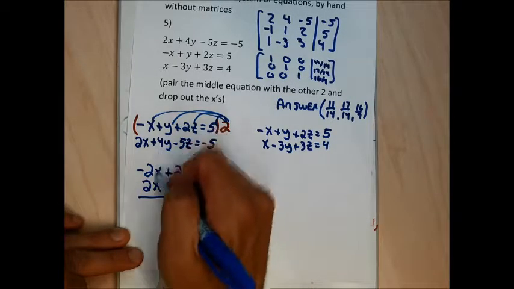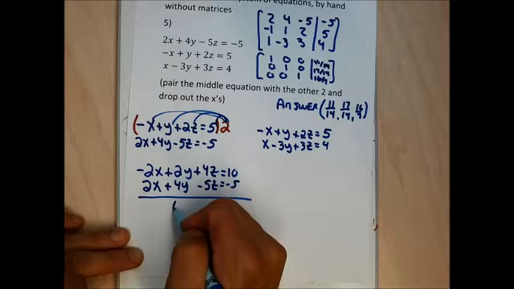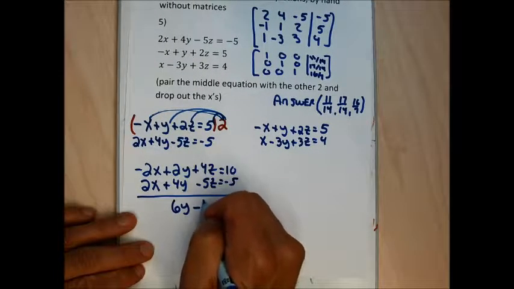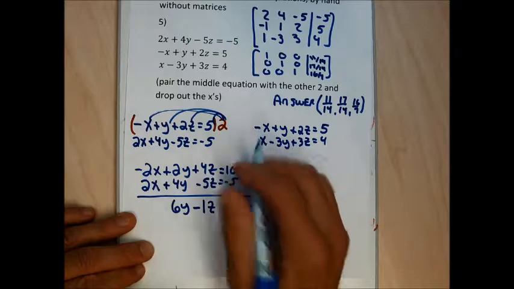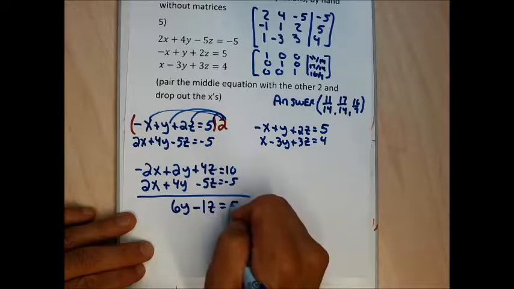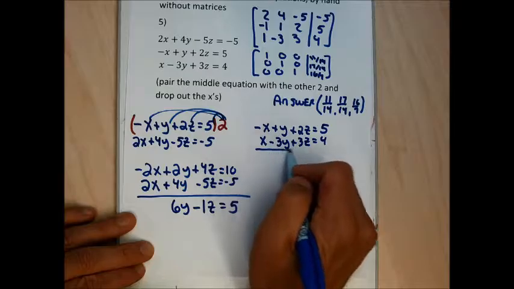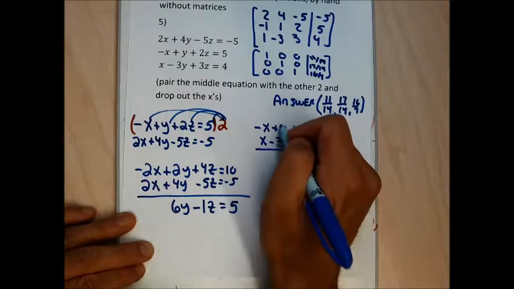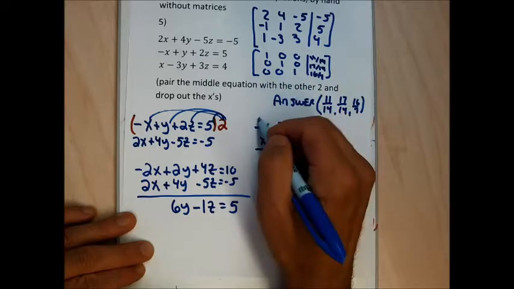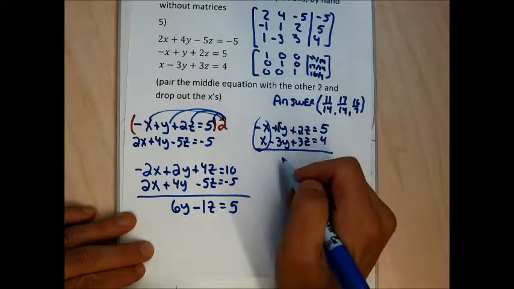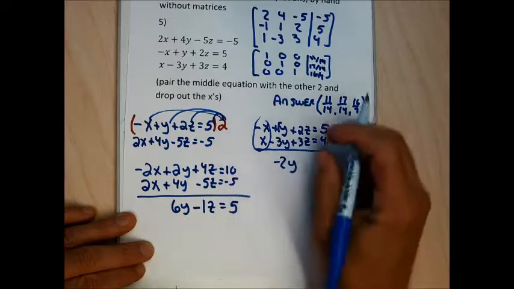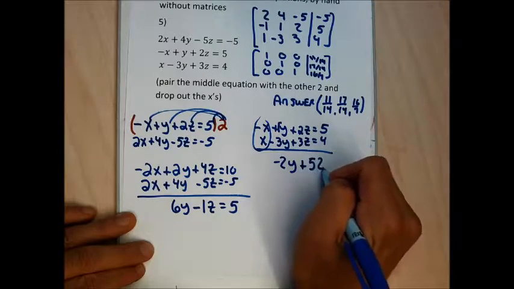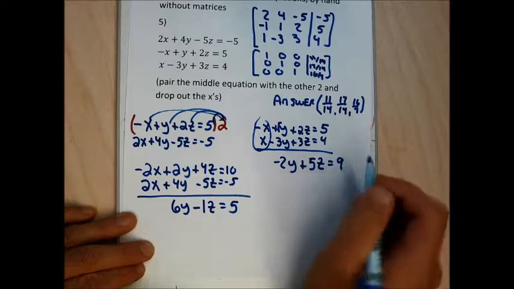Add these together. X's cancel. 2y plus 4y is 6y. 4z minus 5z is minus 1z. 10 minus 5 is positive 5. Next pair, I can just add together to drop the x's out because the x's are ready to go. So x's cancel. 1y minus 3y is minus 2y. 2z plus 3z is positive 5z. 5 plus 4 is equal to 9.